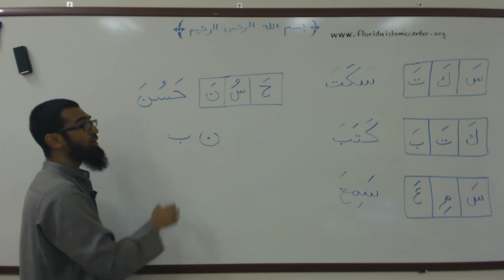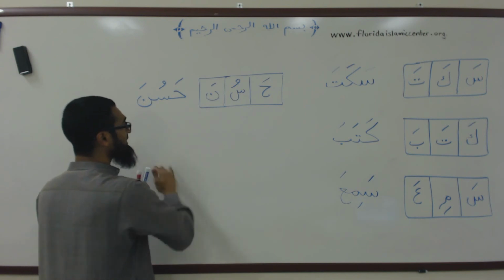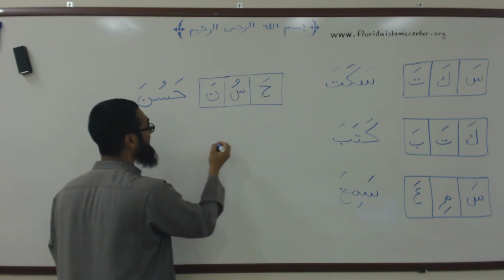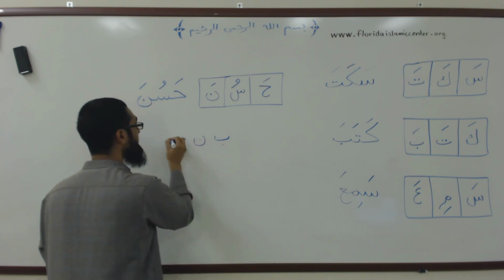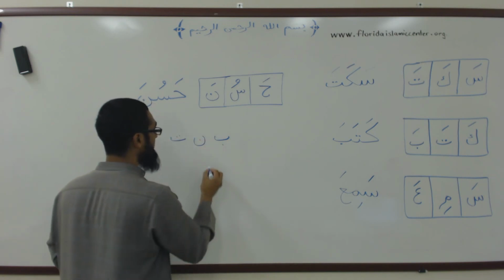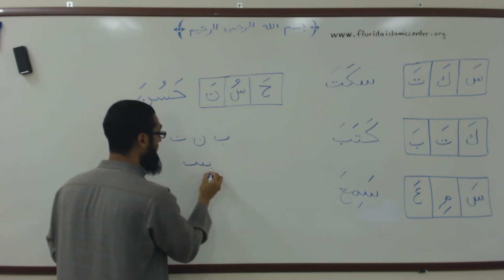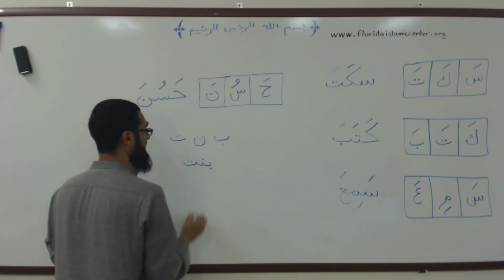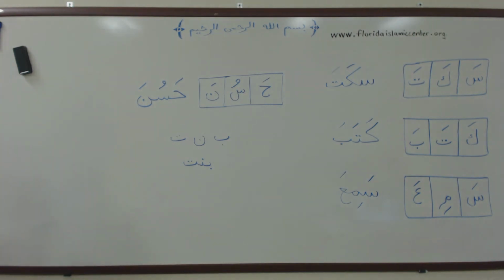If it's in the beginning or the middle, you don't complete it. If a noon was in the middle, for instance, like the word bint, let's say I give you a word ba, noon, ta. I said join it, right? The noon comes in the middle, it would be like this. Ba, noon, ta. Okay? So hasuna, that's how it would look on the board. Last one.